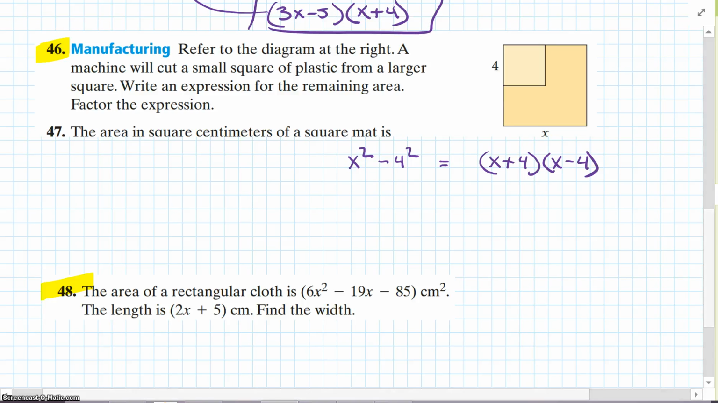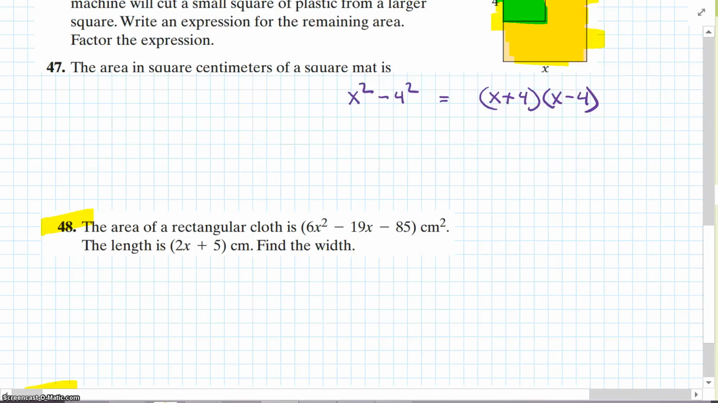The big square in green, that whole area is x squared. Let's do it in yellow. That whole area is x squared. This whole area right here is 16. So it'd be x squared minus 16 or x squared minus 4 squared. And remember, our products of squares are a difference of squares.